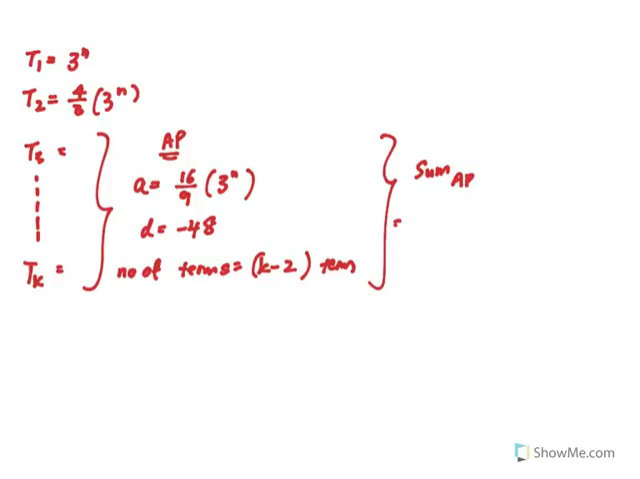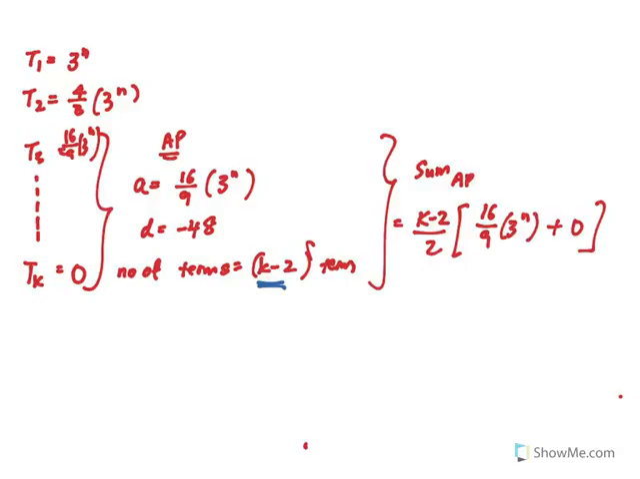And the sum of this AP, we need to do it slowly, so it's not easy. The sum is n over 2, and in this case the n is k minus 2, so k minus 2 over 2, first term plus last term. Our last term actually is 0. Our first term is 16 over 9, 3 power n. So actually it's quite easy because the first term plus the last term is just 0. With that, we can simplify things further.